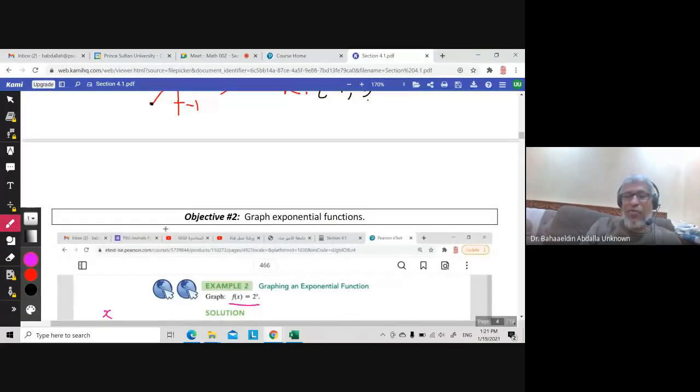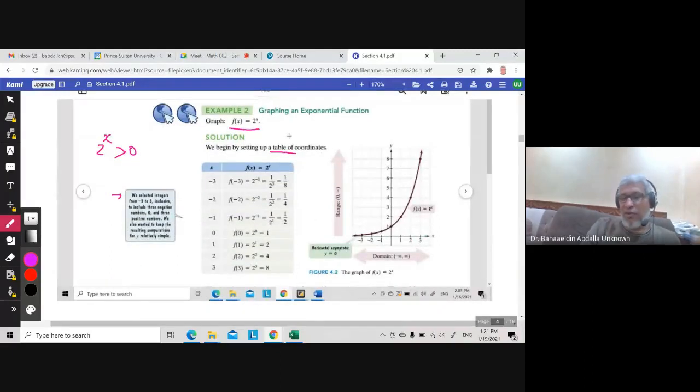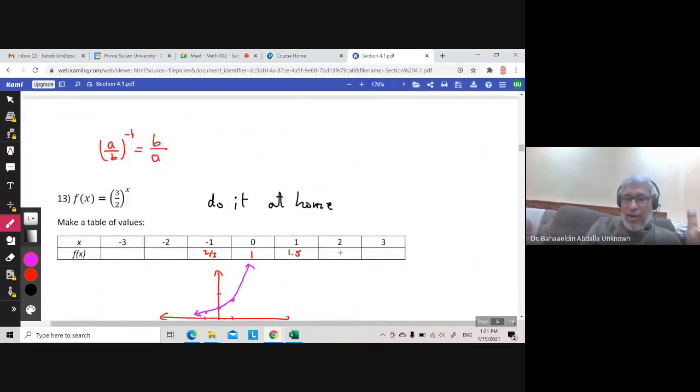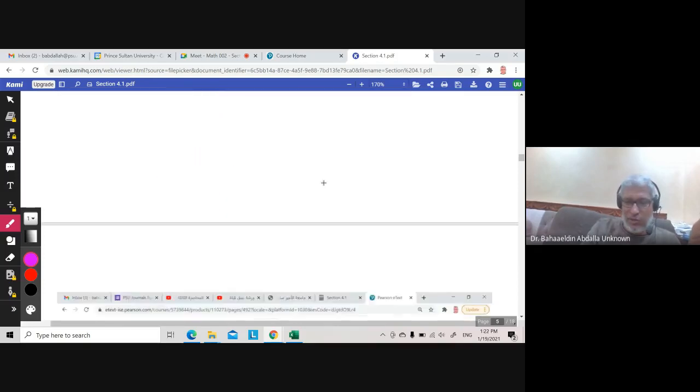Graph. How would he ask about this objective? This is the question: graph f of x equals 2 to the power x. How do you answer this question? Like this. Now we know that the graph of b to the power x, when b is greater than 1, is an increasing function like this, with horizontal asymptote y equals 0.